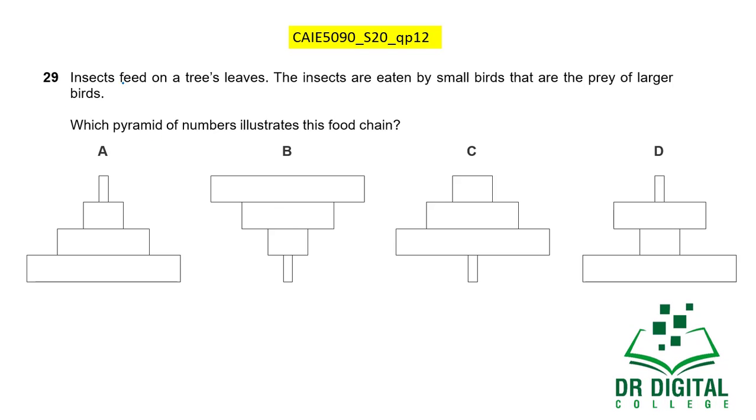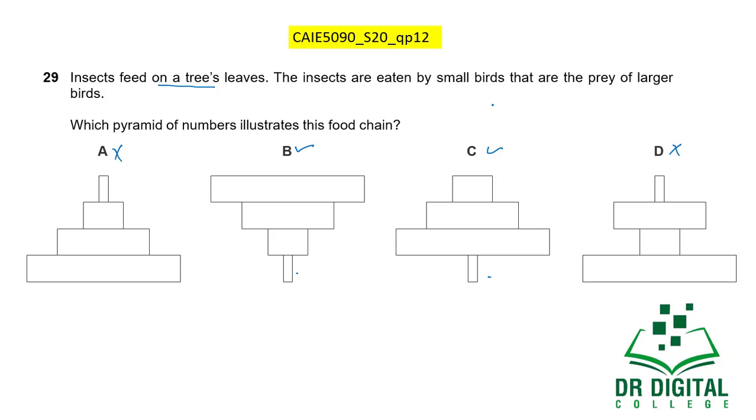In this question, insects feed on a tree's leaves. The insects are eaten by small birds that are the prey of larger birds. Which pyramid of numbers illustrates this food chain? You know that this is a tree, so single tree is there. This B can be correct, C can be correct because this is a single tree shown here. D is wrong because the base is very broad. A is wrong because the base is very broad.